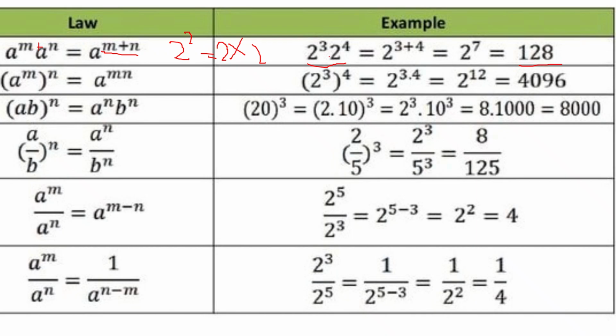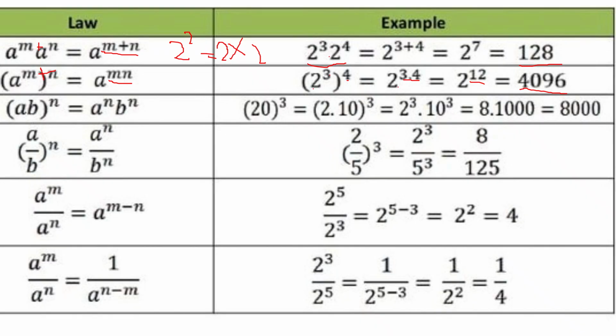Now, the second law tells us when you raise a power to a power, you have to multiply both the powers together. You can see here we have 2 raised to the power of 3, raised to the power of 4, which gives us 2 raised to the power of 3 times 4, which gives us 12, and then we have 4096 as our final answer.